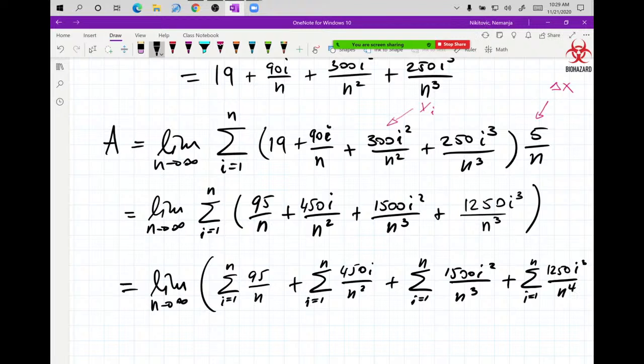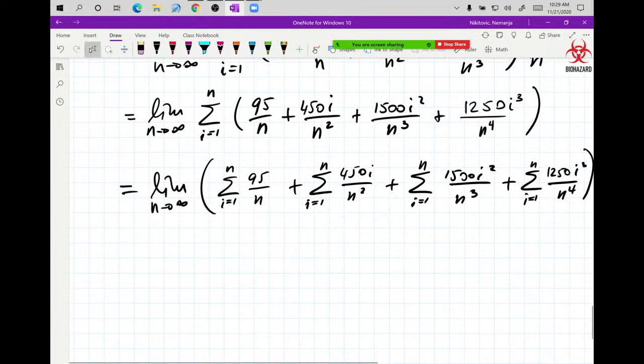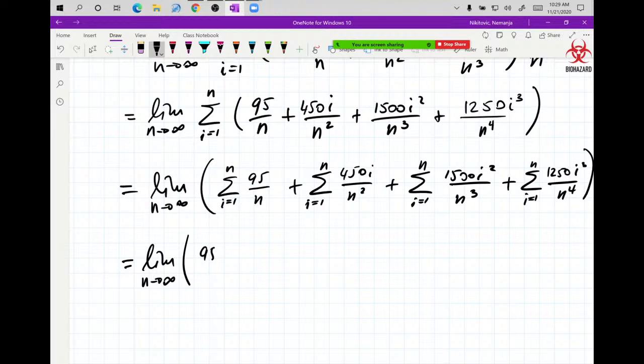This is supposed to be to the 4th, because when I multiply n in, it's supposed to be n to the 4th, right? When I multiply n times n cubed, it is n to the 4th. There we go. So now we have to kick out all of the constants. So from the first one, I'm kicking out 95 over n. That has no i's, left with 1 inside. Plus 450 over n squared gets kicked out, and you are left only with the i inside.